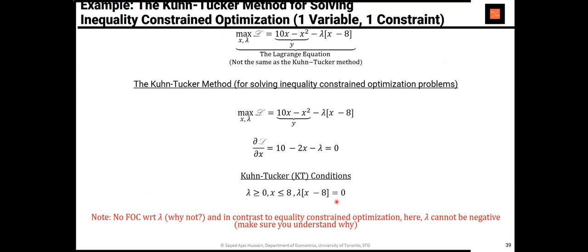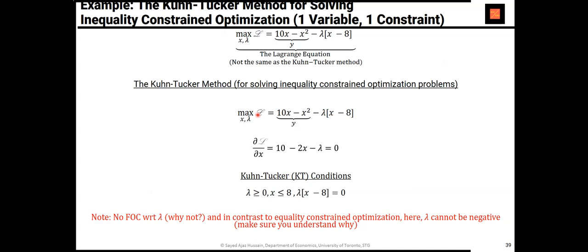To solve this problem by the Kuhn-Tucker method, what you do is, as before, differentiate with respect to x, but you do not differentiate with respect to lambda. Can you see why? Why wouldn't you want to differentiate Lagrange with respect to lambda? Quickly, why don't you want to differentiate Lagrange with respect to lambda? Because if you did, what would happen?